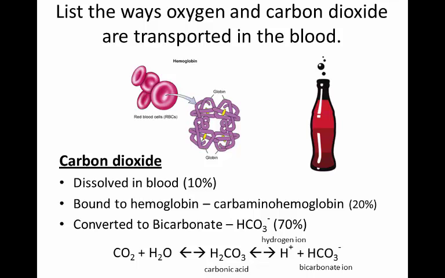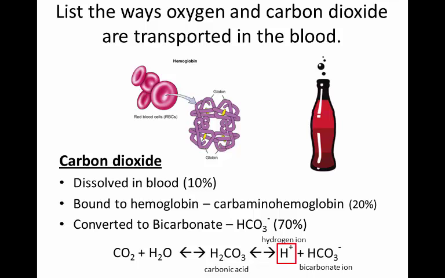The reason I have the arrows going forward and backward is because as this is transported around the blood, eventually when the blood gets back to the lungs, the bicarbonate ion will react with the hydrogen ion, reforming carbonic acid, which will then break down into carbon dioxide and water. Ultimately, the carbon dioxide is then exchanged between the blood and the lungs and then breathed out during exhalation.